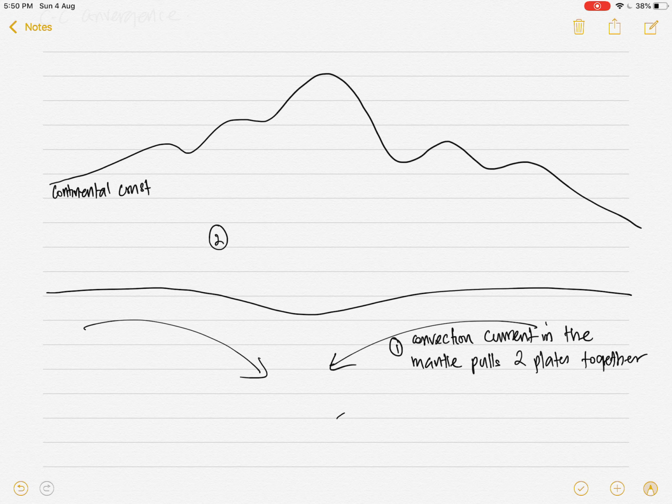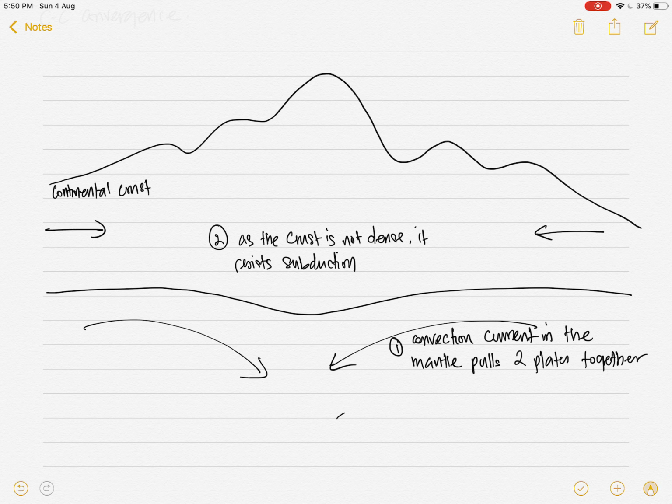Second step of the explanation, as the crust is not dense, it resists subduction. We add in the compression forces because that's needed in our explanation for the fold mountains.